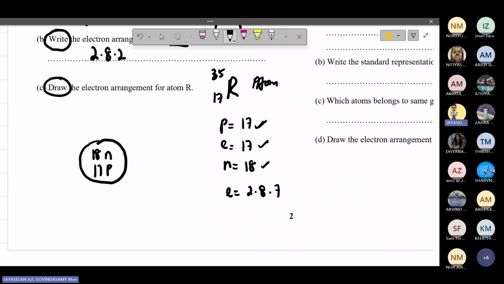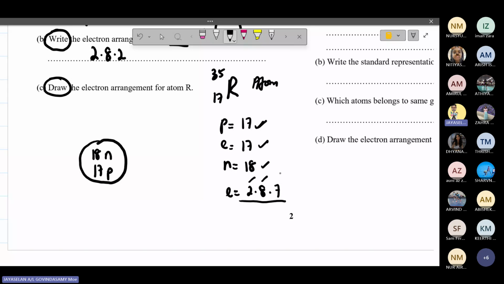Small p, all small p, any padam, okay, small p, you already score 1 mark. Must label the nucleus like this. You already score 1 mark for this. Any question? Okay, after that, you all do the electron arrangement.